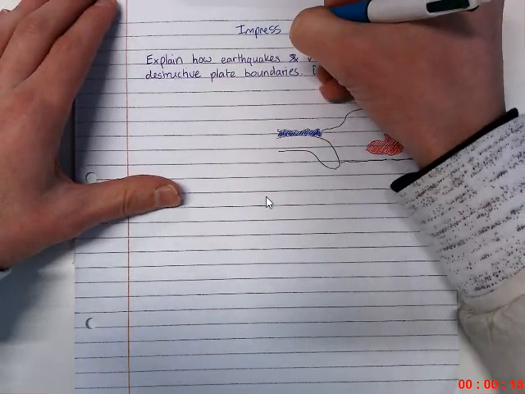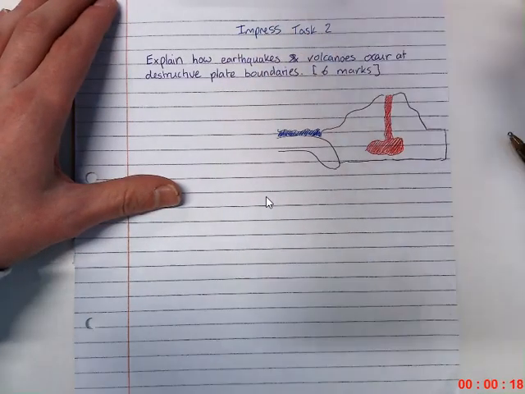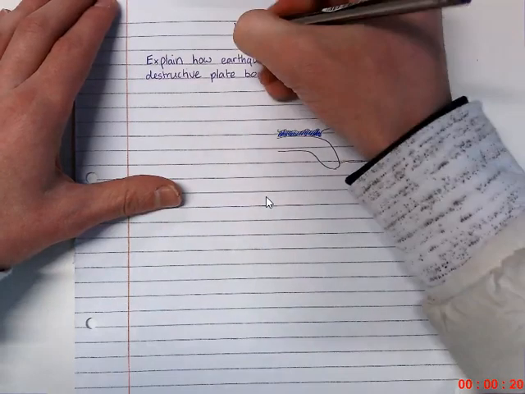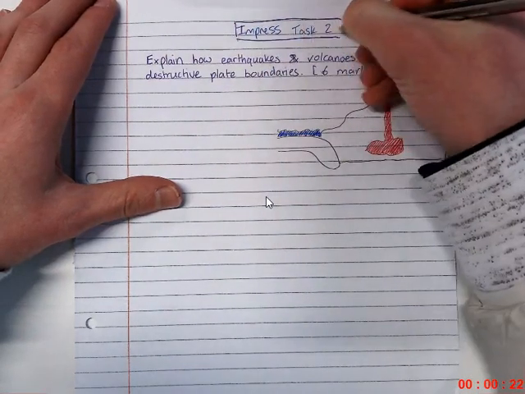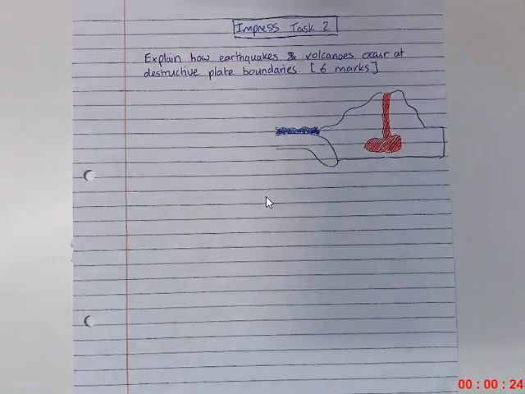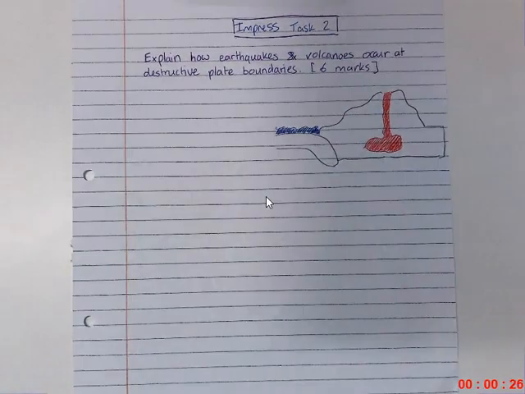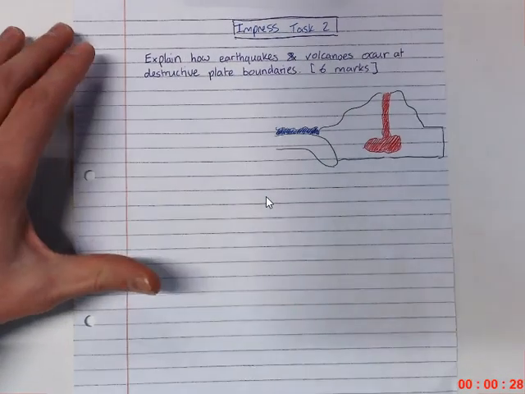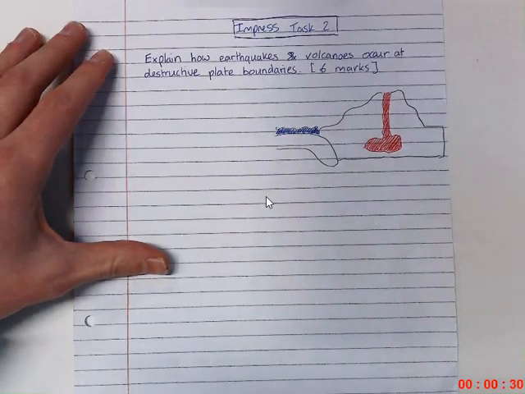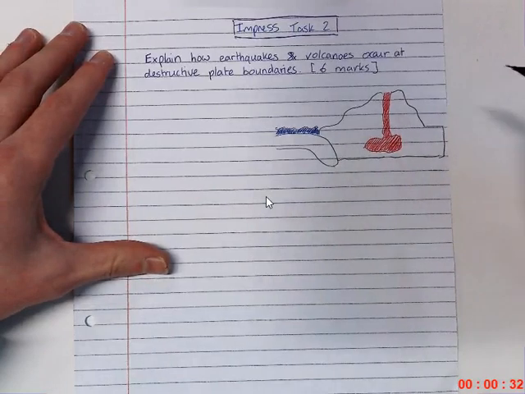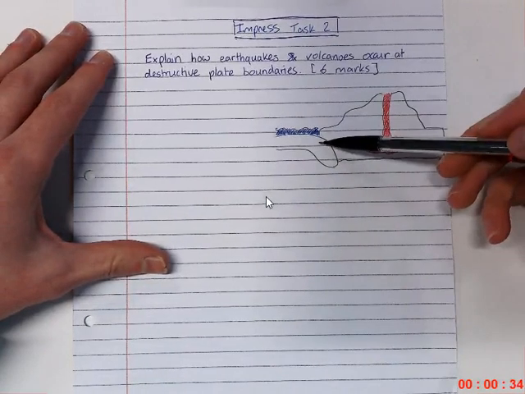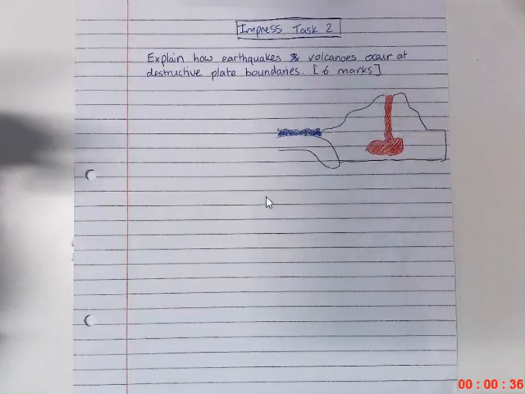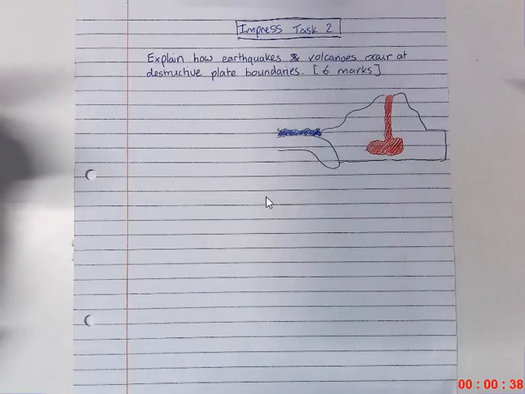So Impress Me task 2, I'm not going to give you any tasks that you've not already covered the content for. The question is, explain how earthquakes and volcanoes occur at destructive plate boundaries. We could even add in tsunamis there, but I'm not going to overload you with things that you need to do. So the first thing to note is that here we've got just a quick diagram of how volcanoes and earthquakes occur at plate boundaries.